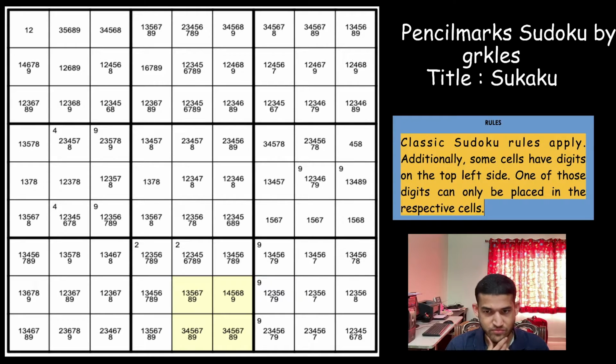Okay. So does that give me something? I don't think so. So these 3 cells don't take a 2, but 2 is distributed across all of these 5 cells. So nothing.